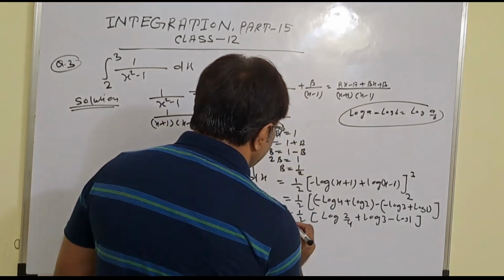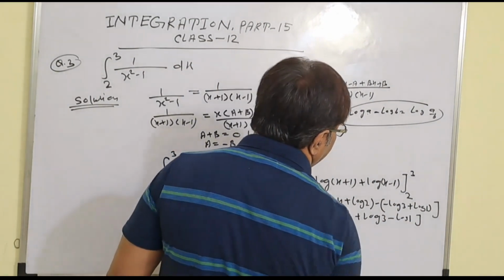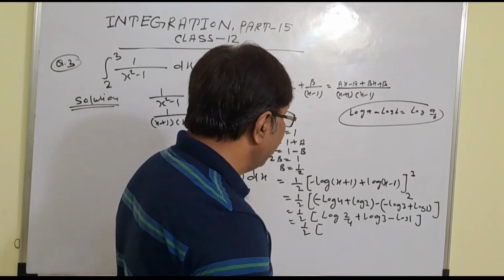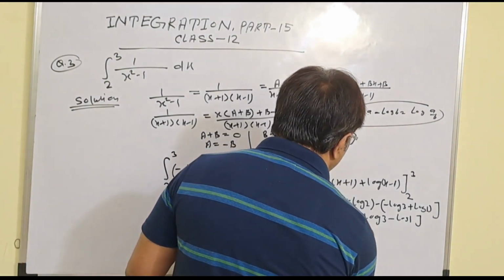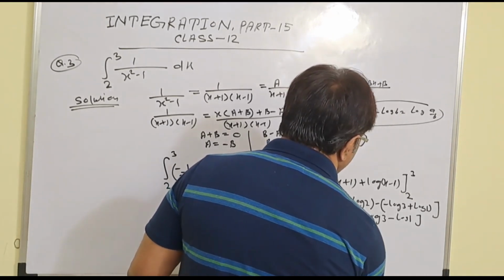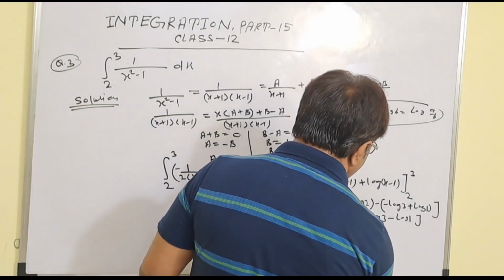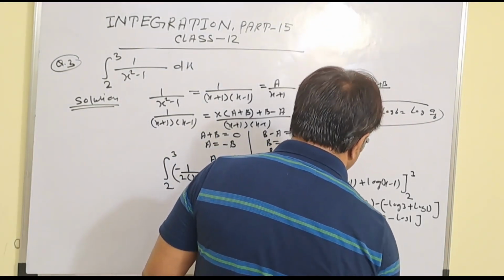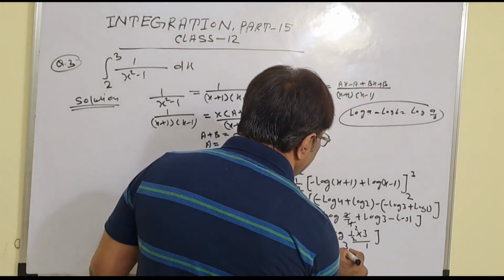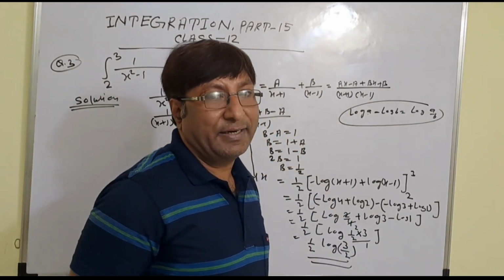Now you see here, this is half. This is log 2 by 4 plus log 3 minus log 1. So here log plus means multiply and minus means divide. So we can write that 2 ones are 2, 2 twos are 4. So this is what? Log 1 by 2. Here plus, so multiply 3. And here minus, so just divide this by 1. So we can write directly our answer: half log 3 by 2. So half log 3 by 2 is our correct answer.